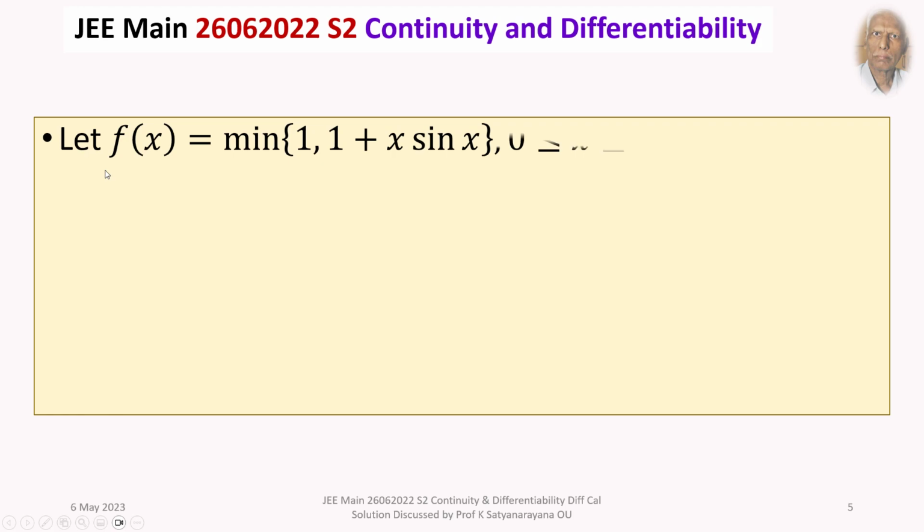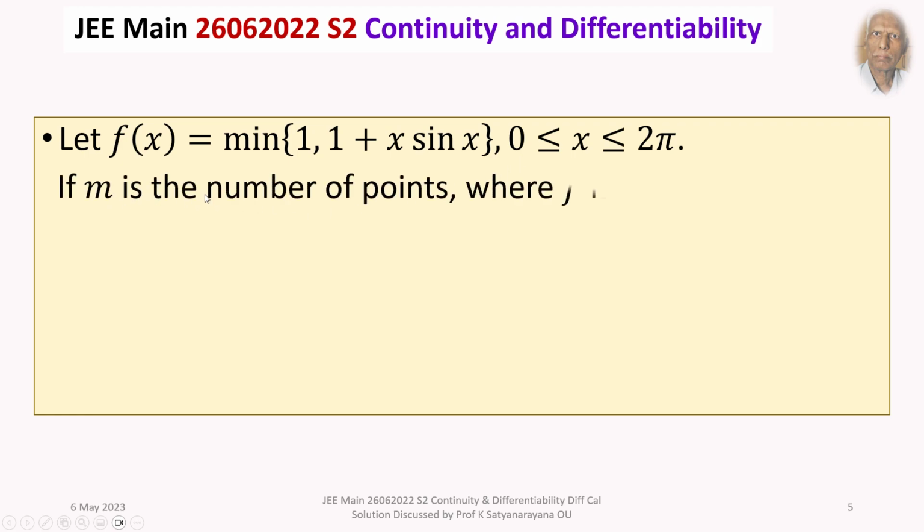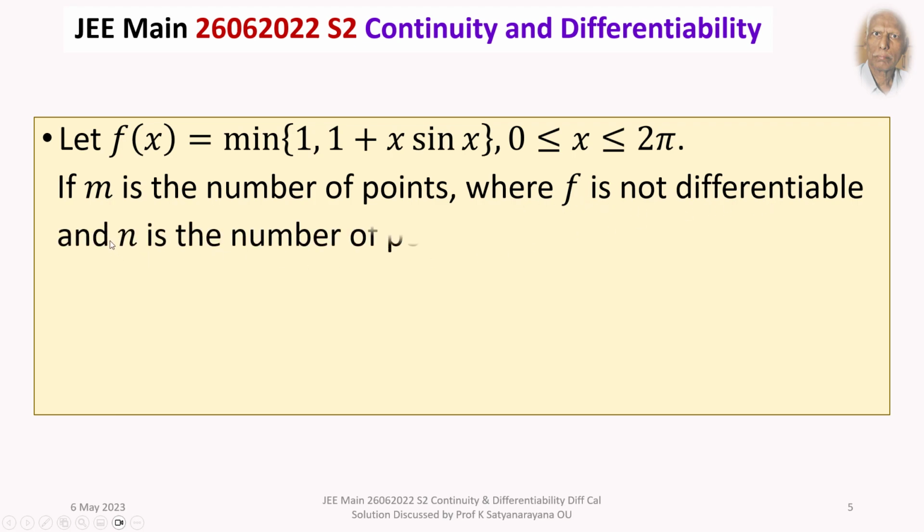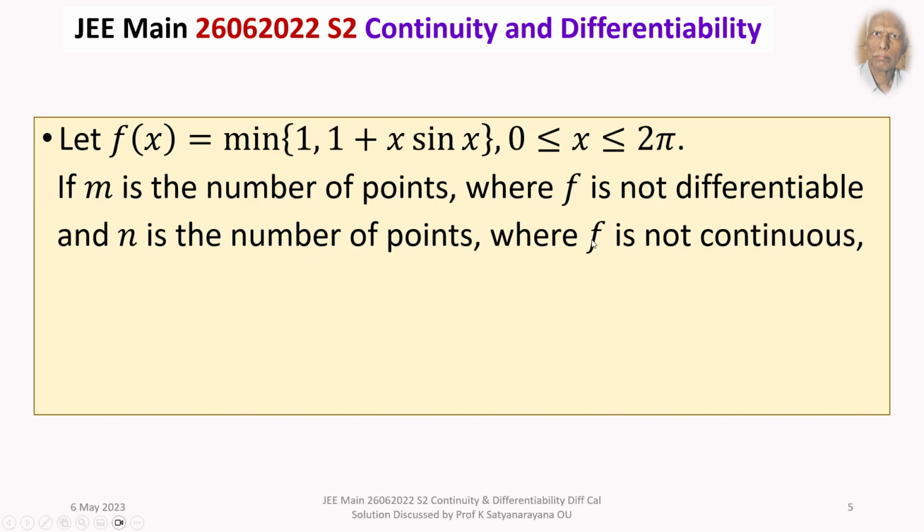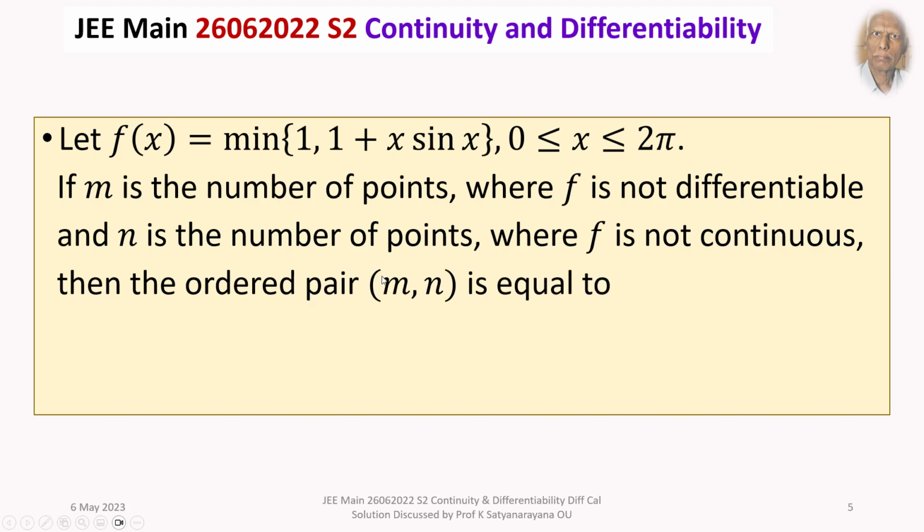The given question is: let f of x be equal to the minimum of 1 and 1 plus x sin x in the closed and bounded interval 0 to 2 pi. If m is the number of points where f is not differentiable and n is the number of points where f is not continuous, then the ordered pair m comma n is equal to, and we are given 4 options.